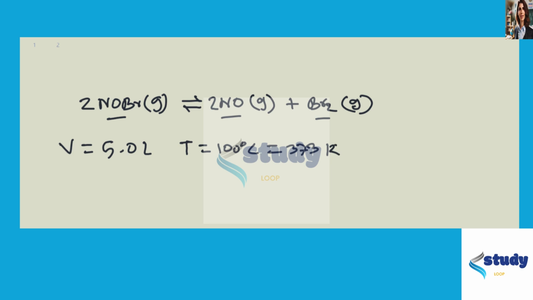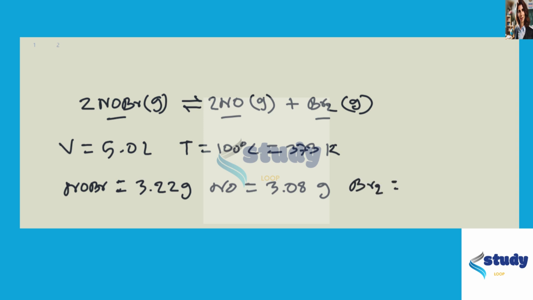and we are given the mass of each of the components here. For NOBr, the mass is 3.22 gram. For NO, so these are the equilibrium masses. So for NO, the equilibrium mass is 3.08 gram, and for bromine, the mass is 4.19 gram is the equilibrium mass. So these are the data which are given in this reaction. So in first part of this problem, we have to find out the equilibrium constant expression Kc for this reaction.